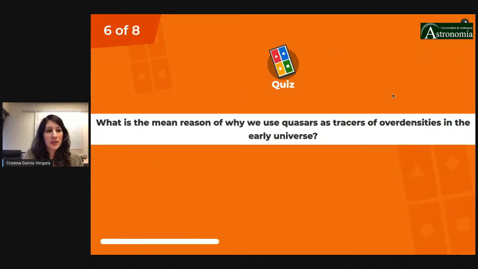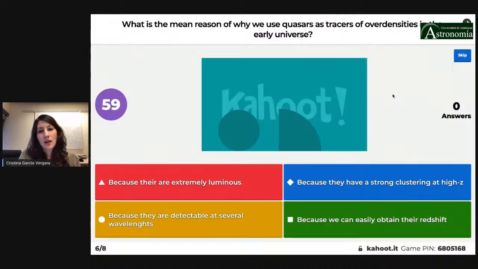Okay, question number 6. What is the main reason why we use quasars as tracers of overdensities in the early universe? Because they are extremely luminous, because they have a strong clustering at high redshift, because they are detectable at several wavelengths, or because we can easily obtain their redshifts?